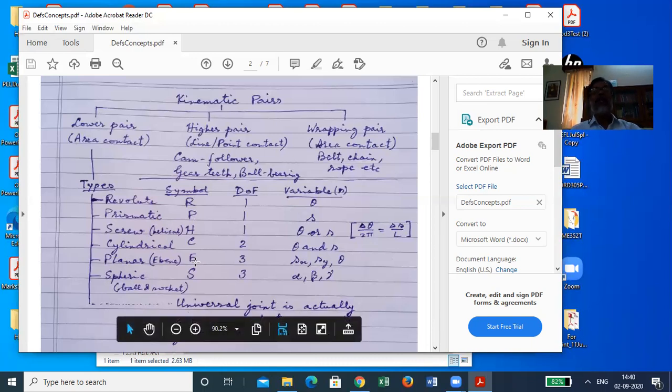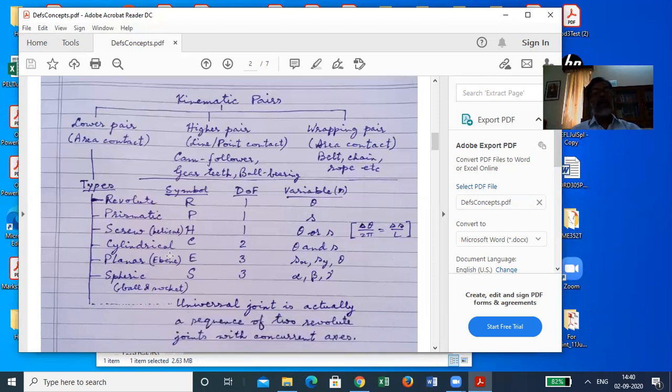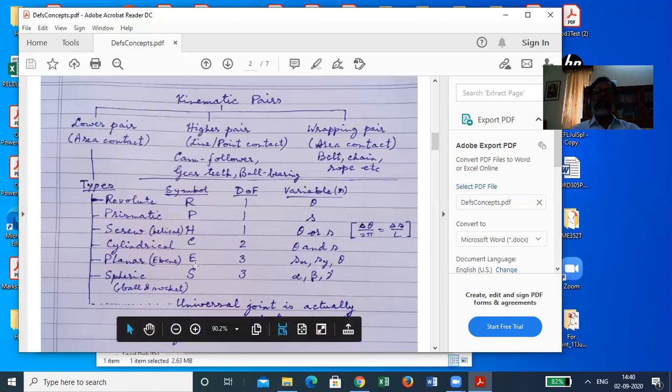You will ask why E? Now, the German word for plane is Ebene. Okay, and Germans and Russians originally contributed enormously in the development of this field. So once in a while, some German terms appear in the picture. Okay. So planar pair was considered Ebene. Okay, E. So the symbol is E. Degree of freedom is 3. Sx, Sy, theta. Fine.